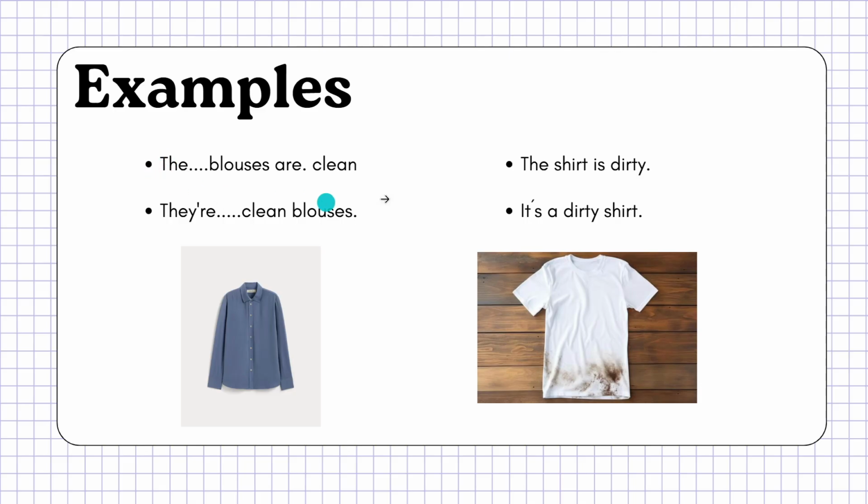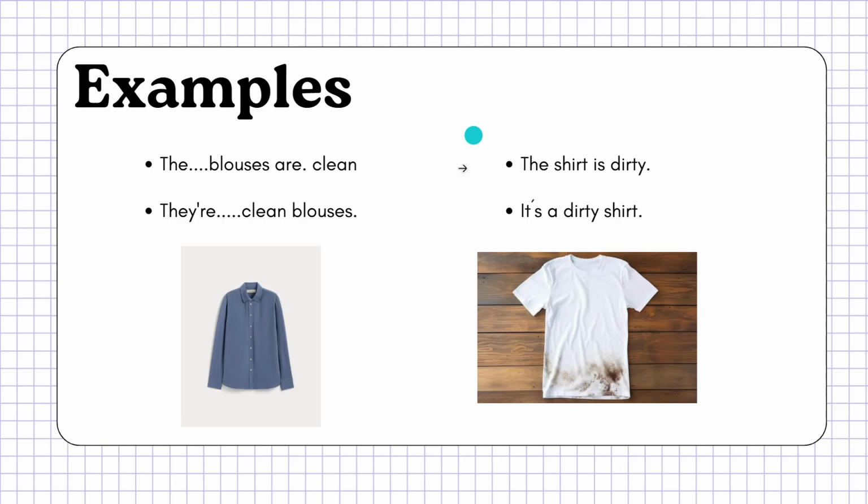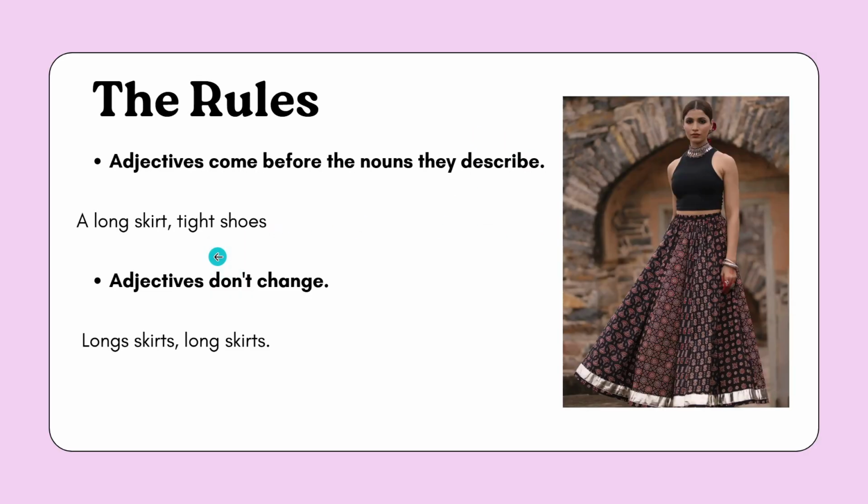And now I know what you're saying, teacher, but what about here? We have the blouses are clean, and that is when we're using the verb to be, which is are, and in this case, we can put the noun first and then the adjective. But if we're talking just the sentence without any verb to be, we just have they are clean blouses, okay? I think that might be the only question that may pop up in your head.